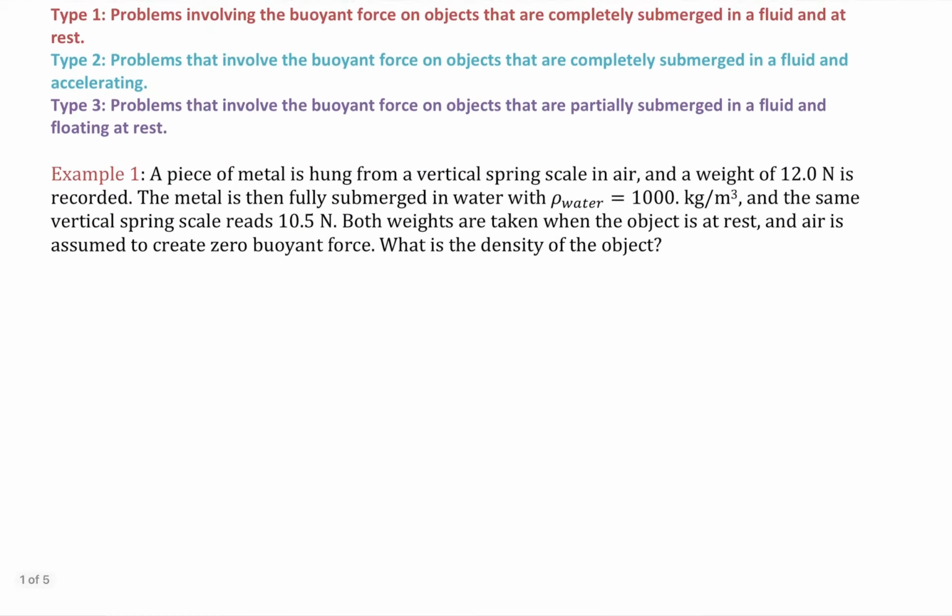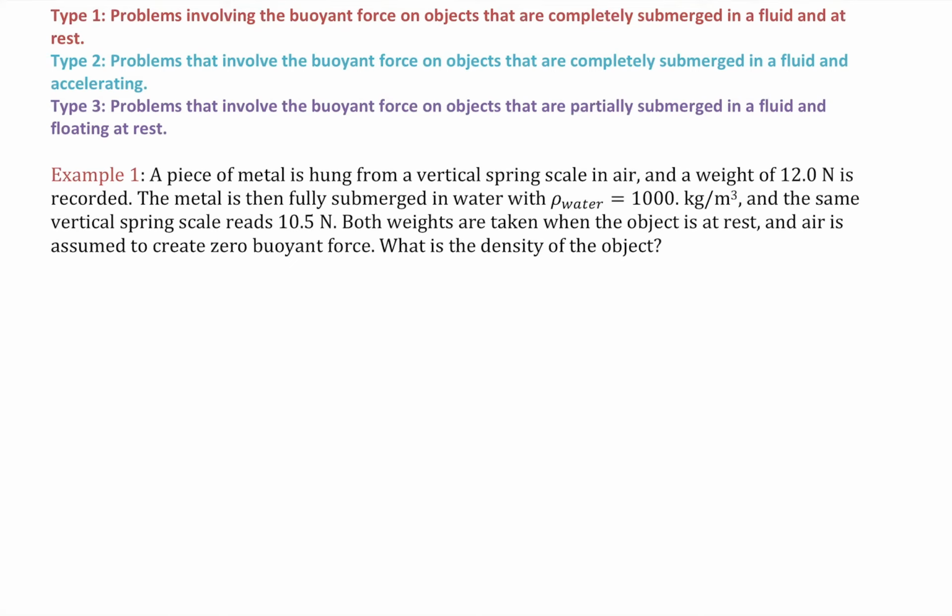Okay, so example 1. A piece of metal is hung from a vertical spring scale in air and a weight of 12 newtons is recorded. The metal is then fully submerged in water with a density of 1,000 kilograms per cubic meter, and the same vertical spring scale now reads 10.5. It reads less. That makes sense. Things should weigh less when they're submerged in water, because now there's something else pushing up on them, counteracting some of the gravity, the buoyant force, right?